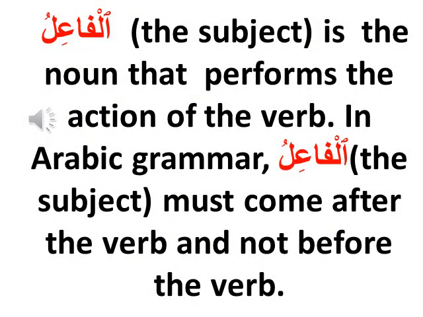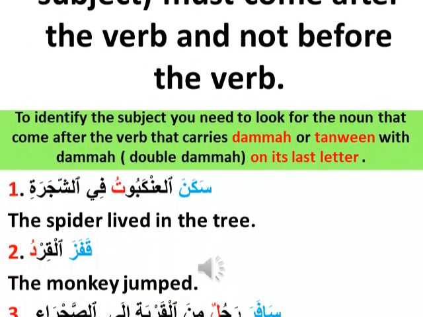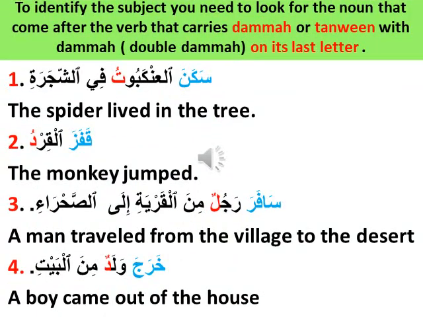Al-Fa'il, the subject, is the noun that performs the action of the verb. In Arabic grammar, Al-Fa'il, the subject, must come after the verb and not before the verb. To identify the subject, you need to look for the noun that comes after the verb and carries dammah or tanween with dammah, double dammah, on its last letter.